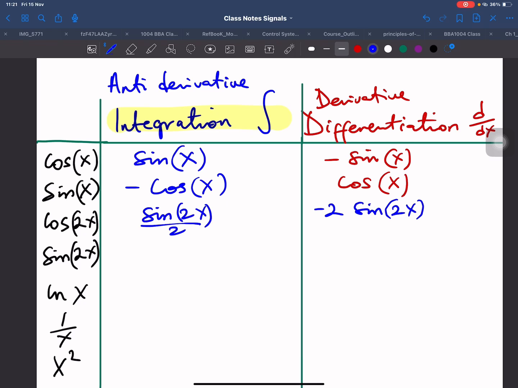Then again, we have sine 2x. If you integrate sine 2x, you have minus cos 2x over 2. Same thing here. If you differentiate sine 2x, you now have 2 cos 2x. I want to give this so that it will help us with our future calculations.